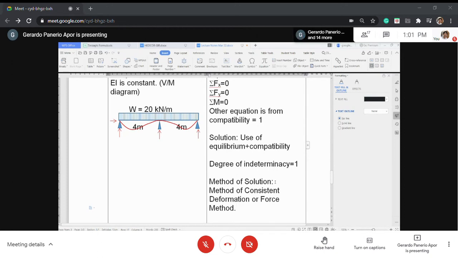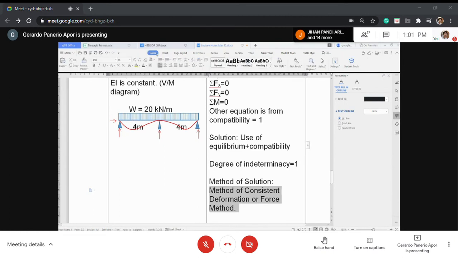So this is the method of solution. I will just italicize this. Different siya, no? Okay. So that's it, what to analyze.